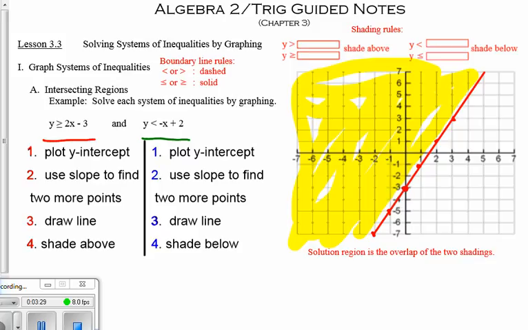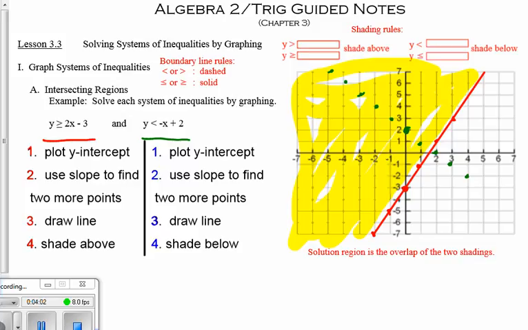y has to be less than negative x plus 2. So again, we're going to plot our y-intercept. We're up at positive 2 in this case. Our slope, our m value, is negative 1, so that means we're going down 1 over 1, down 1 over 1, down 1 over 1, and so on. Same thing, we could say we're going up 1, left 1, up 1, left 1, creating all of these points.